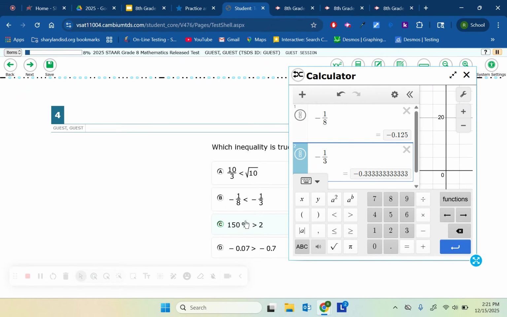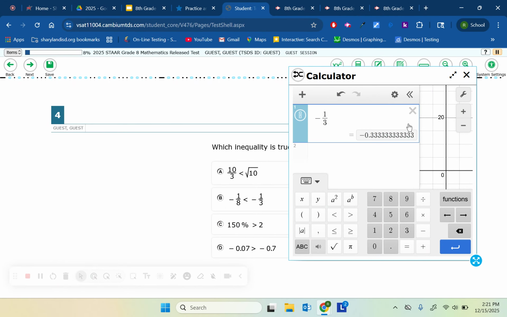150%. Well, I always have kids say, well, sir, 150 is much bigger than 2. But what does it mean? What does percent mean? Well, that means per cent, per hundred. So you have to go 150 divided by 100, and you're getting 1.5. And 1.5 is not larger than 2. So 200% is 2, by the way. So it's not it. It's going to be D.